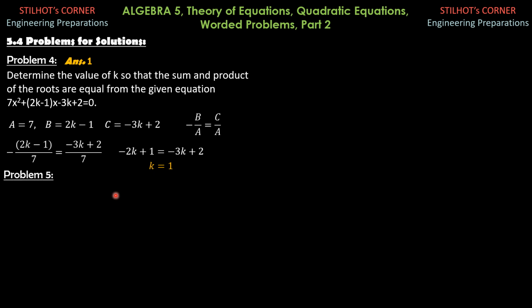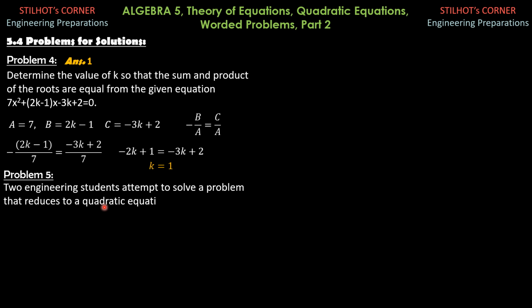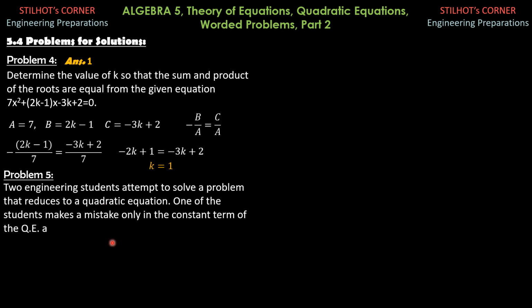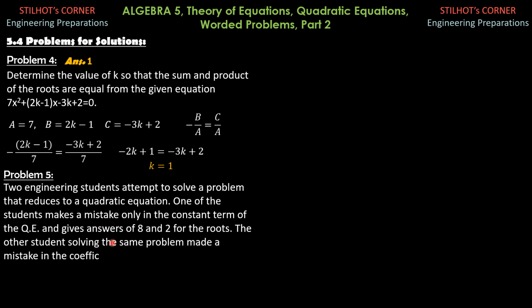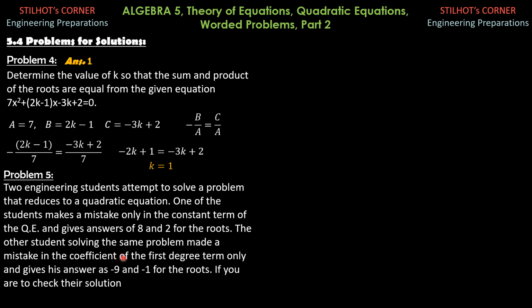Problem 5. Two engineering students attempt to solve a problem that reduces to a quadratic equation. One of the students makes a mistake only in the constant term of the quadratic equation and gives answers of 8 and 2 for the roots. The other student solving the same problem made a mistake in the coefficient of the first degree term only and gives his answers as negative 9 and negative 1 for the roots. If you are to check their solutions, what would be the correct quadratic equation?